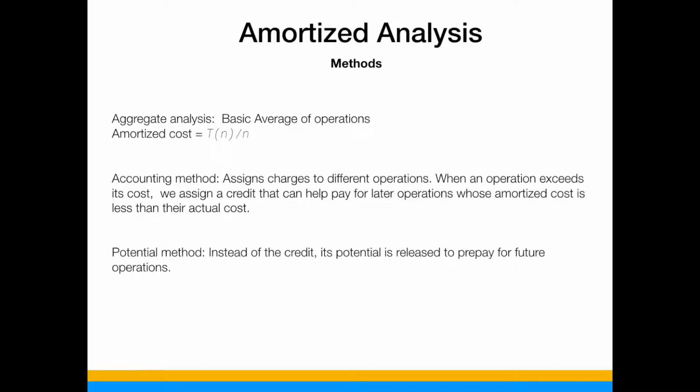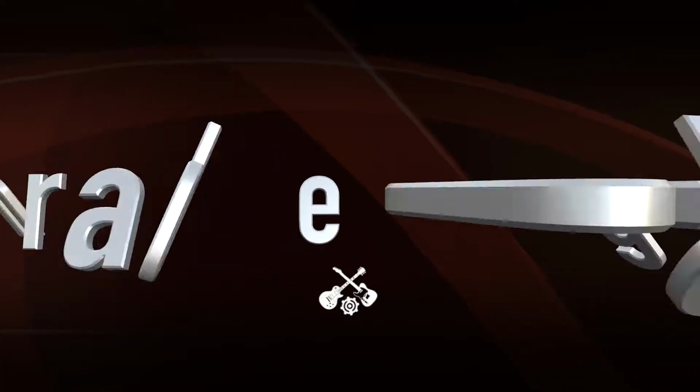So there are three ways. The aggregate analysis, which is just the basic average. The accounting method, which basically, once something exceeds the cost, we can assign a credit that is helped by other operations to pay for it, by operations that have a lesser cost. And the potential method is backwards. It's essentially using prepay. So prepay versus credit, tomato versus tomato.